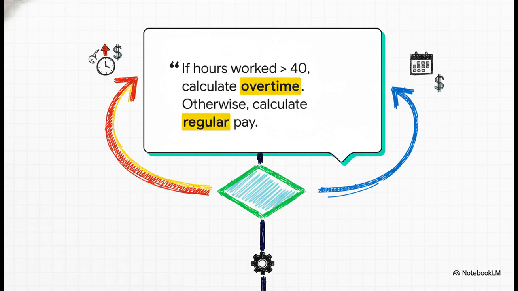Just think about a payroll program. The logic is a perfect if-else statement. If the employee's hours are more than 40, then run the overtime calculation. For everybody else, it runs the standard pay calculation. It's one condition, but two totally distinct paths.